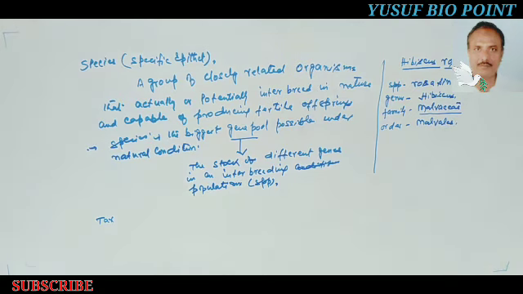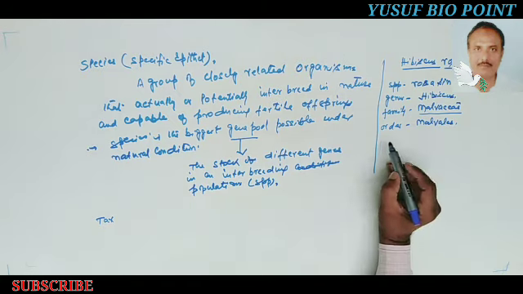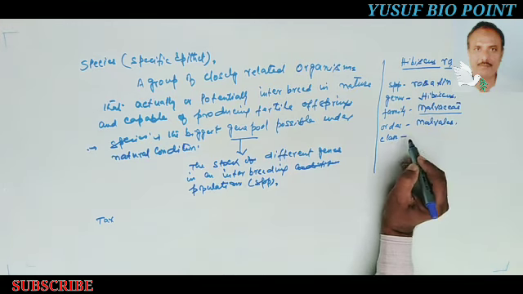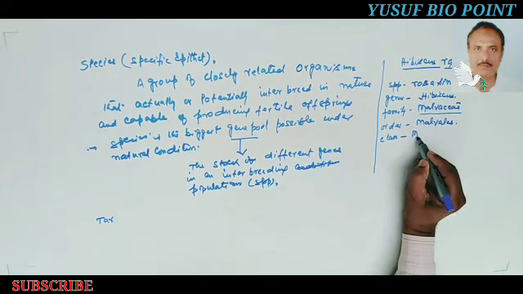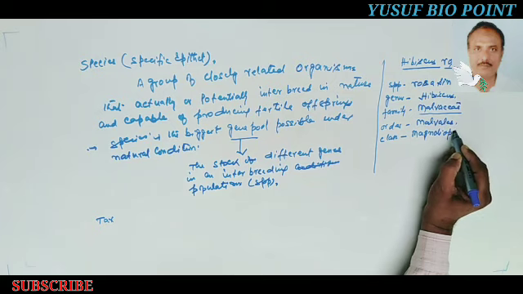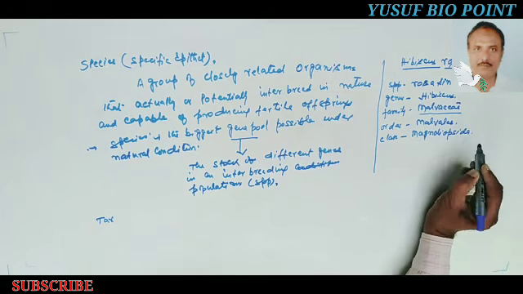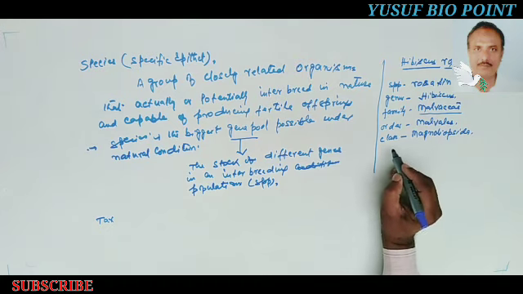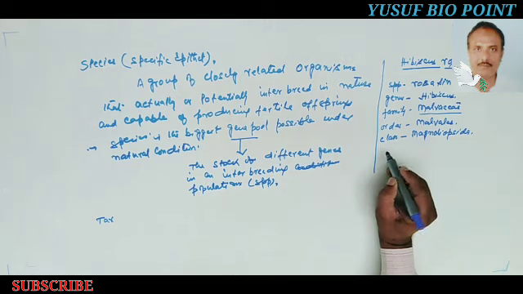Similarly, ALES is the suffix of an order. If you get ALES in any name, you should understand that it is the name of an order. Now, class is Magnoliopsida.